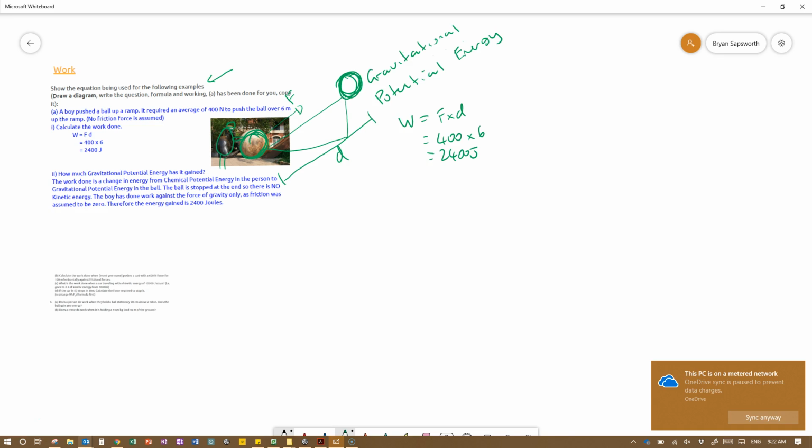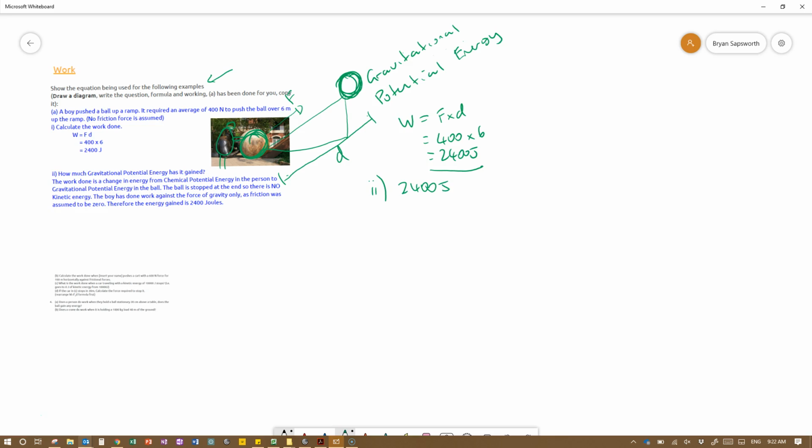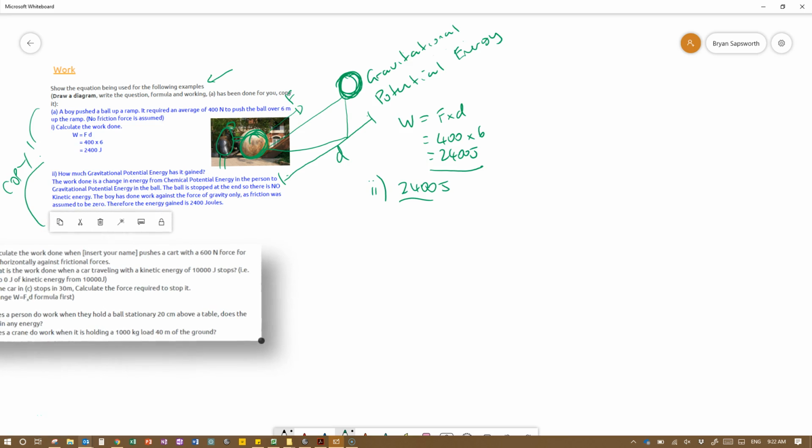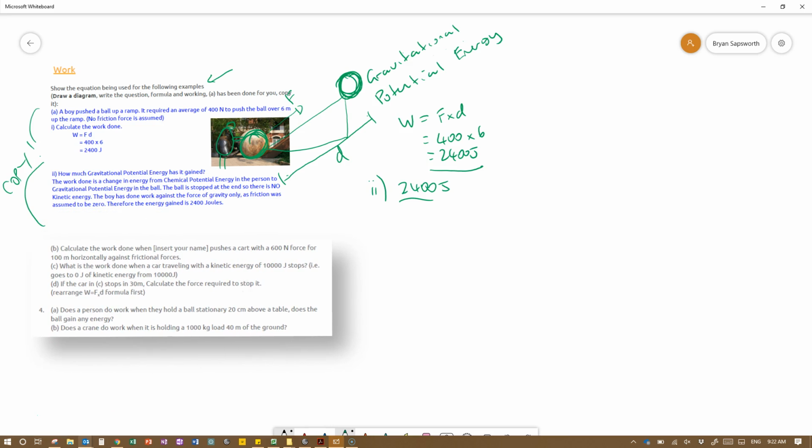And then after that, we do B. How much gravitational potential energy has it gained? So the work done on it is the gravitational potential energy gained, so that's 2,400. With blue text, remember, you just copy it. For the next one down here, now you've got to do your own thing.